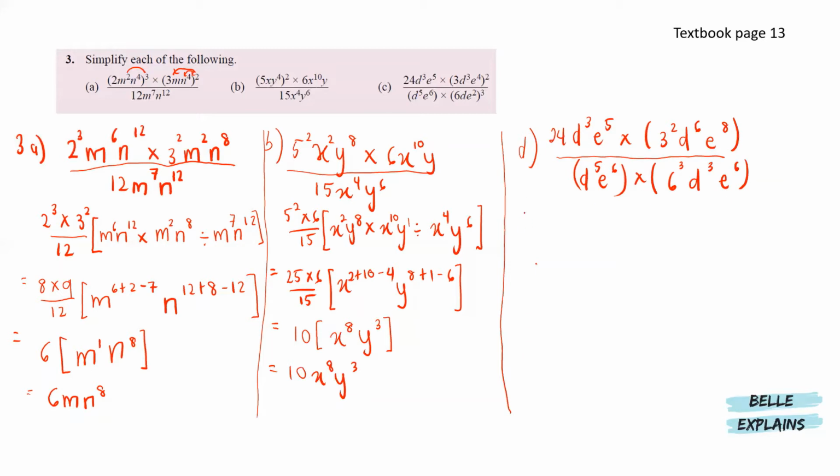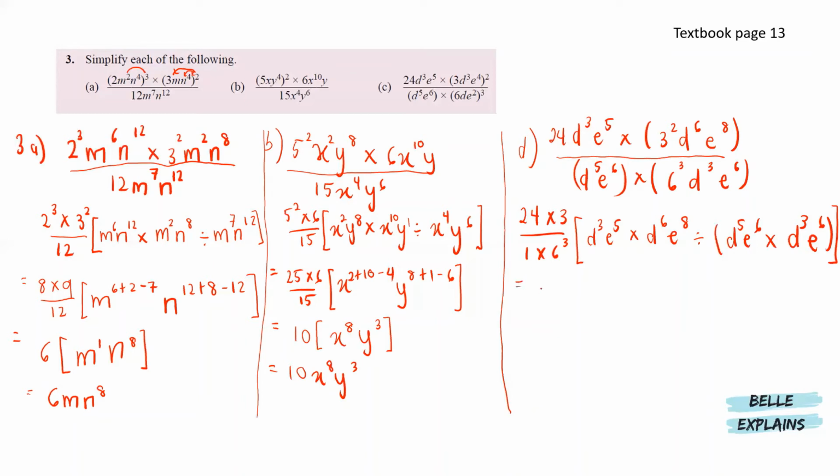So let's sort this out. We have 24 times 3 over 1 times 6 to the power of 3. In a bracket, we have d3 e to the power of 5 times d to the power of 6 e to the power of 8 divided by d5 e to the power of 6, and then times d to the power of 3 and e to the power of 6. Okay, so we'll simplify this.